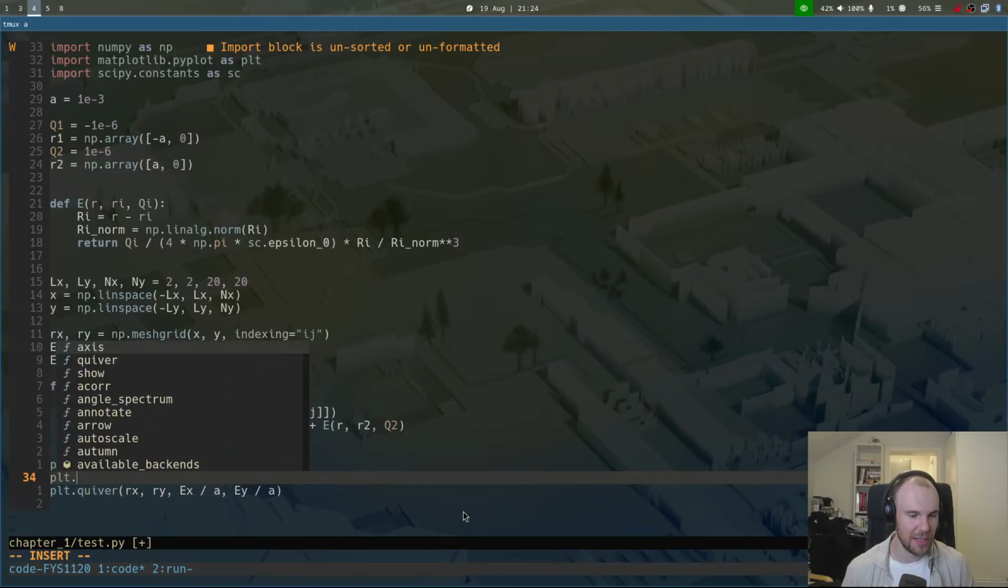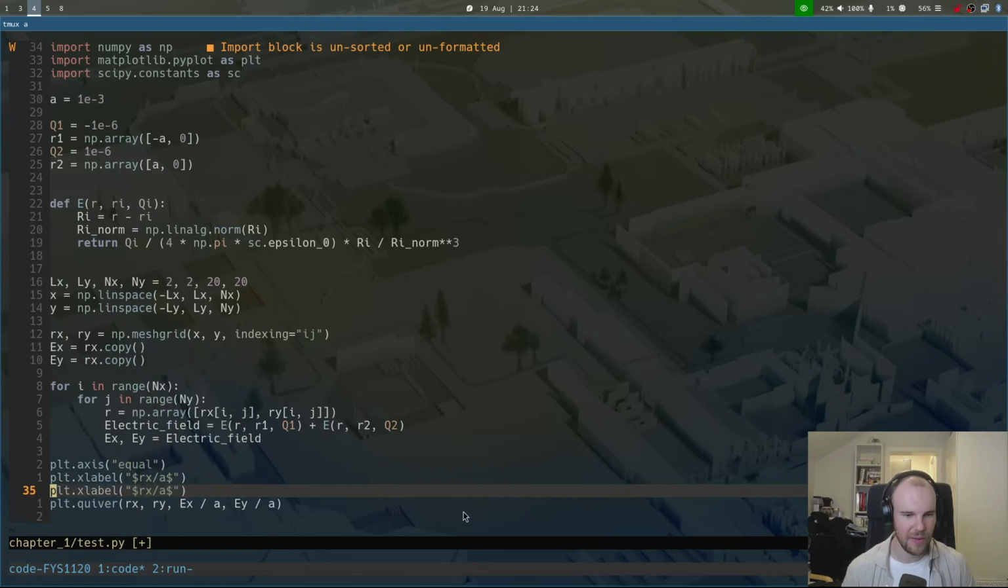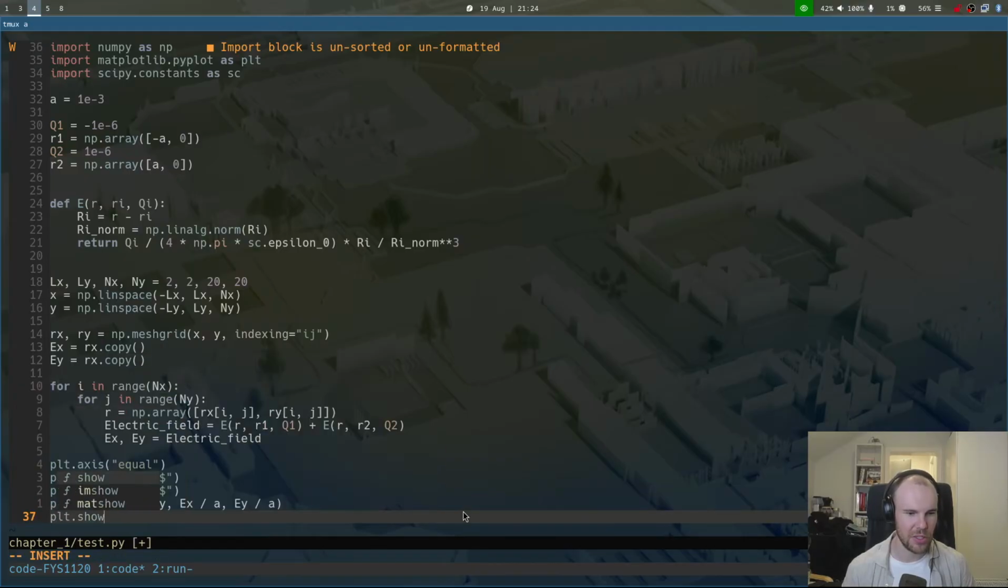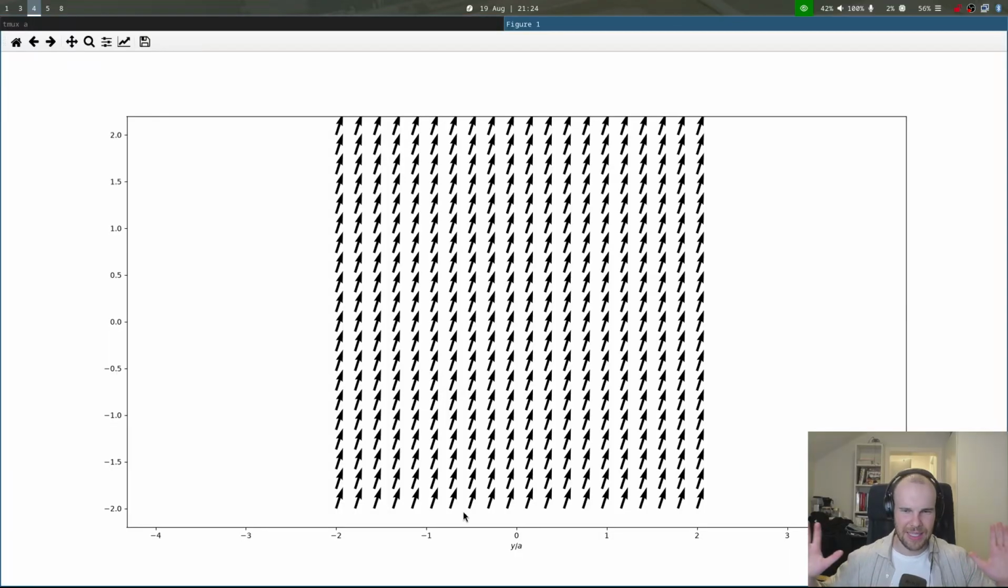We can just say plt.xlabel and then dollar, and then I could say here Rx divided by a, right? Shouldn't that be... no? Oh, x divided by a. So of course. And y divided by a and plt.show. Yes, that should be very cool. No, that was not good at all.